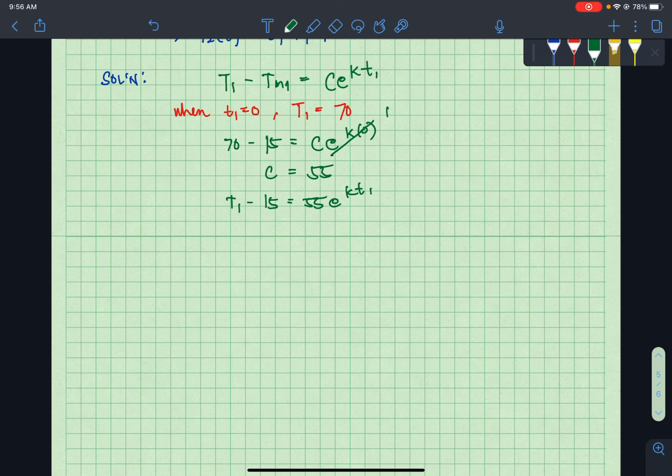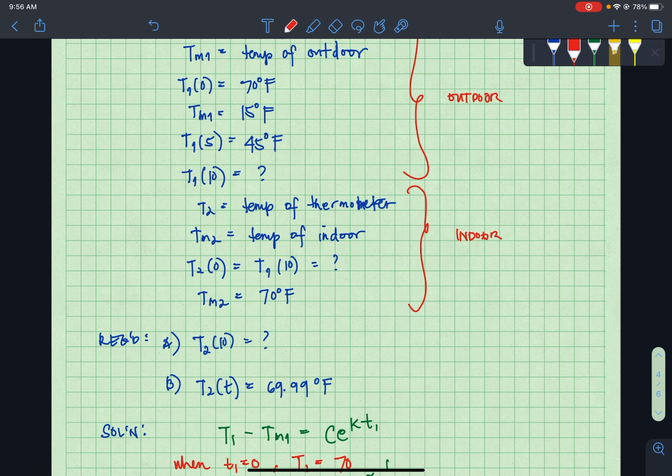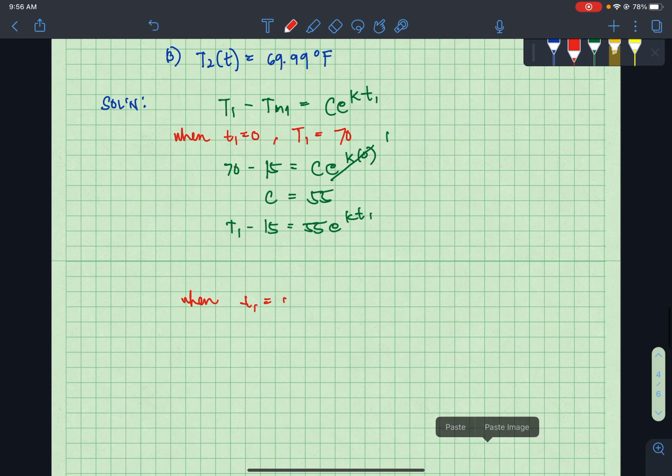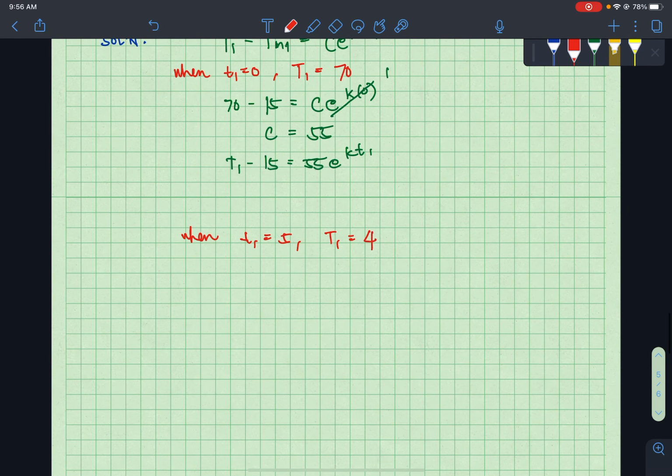And then for the second given, when T1 is 5, the temperature is 45. So therefore T1 minus 15 is equal to 50. No, sorry.